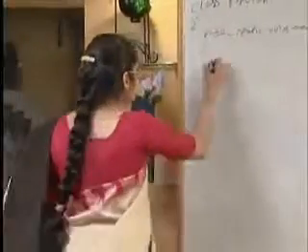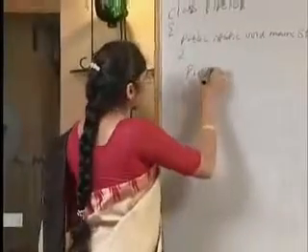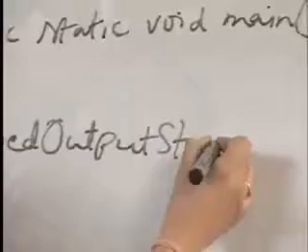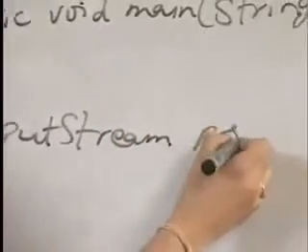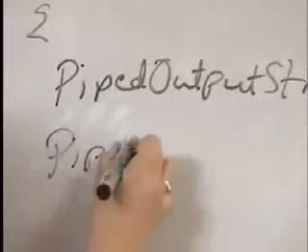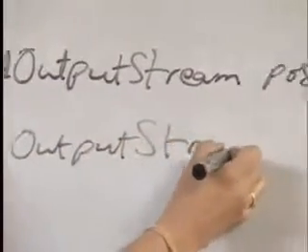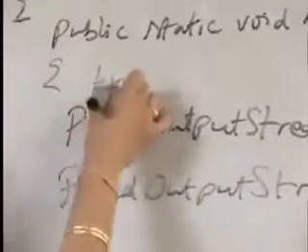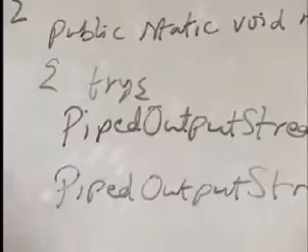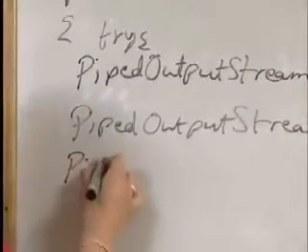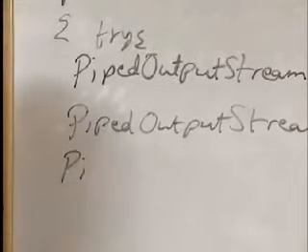So we create the PipedOutputStream. Remember, when you are working with streams, they throw exceptions, so put it in a try-catch block. Then create your PipedInputStream.